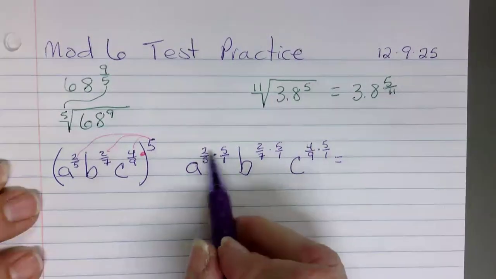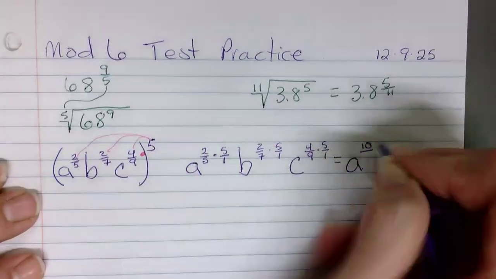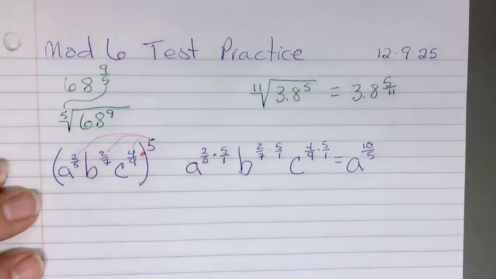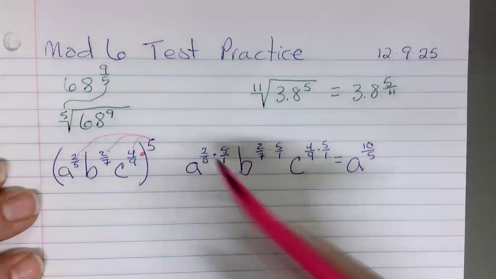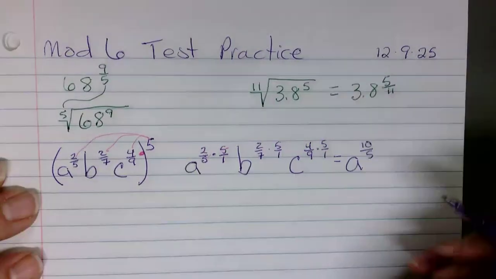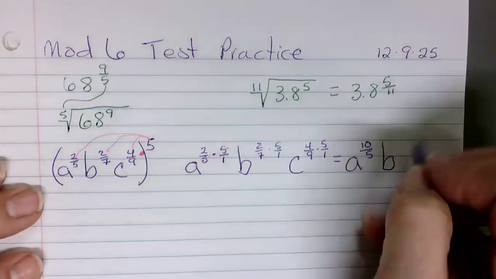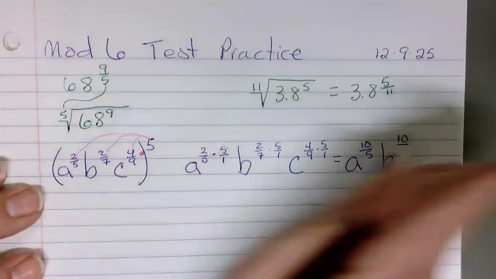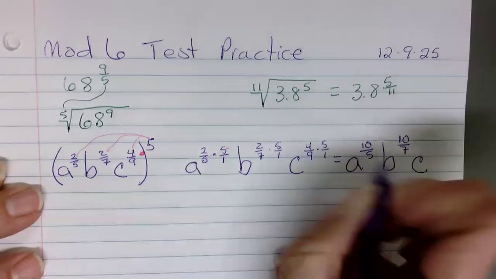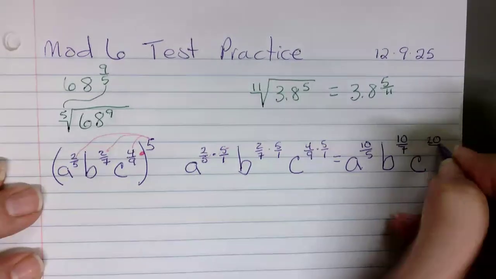2 times 5 is 10, so we have a to the 10 over, and then 5 times 1 is 5. Ooh, I could have reduced. That would have been so pretty. I could have just reduced there the 2 5s, ended up with a 2. It would have been gorgeous. But we'll reduce and get the same. Then I have b, 2 times 5 is 10. 7 times 1 is 7. And then we have c, 4 times 5 is 20. 9 times 1 is 9.